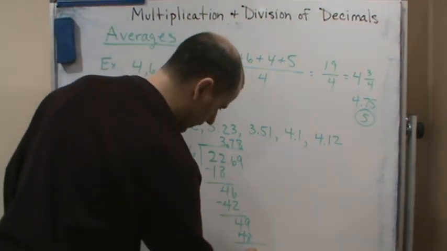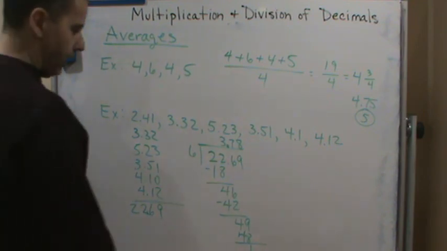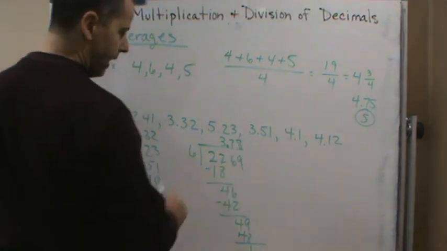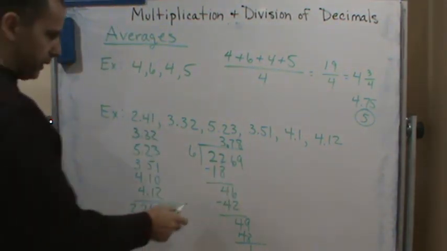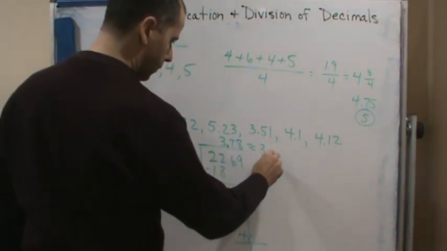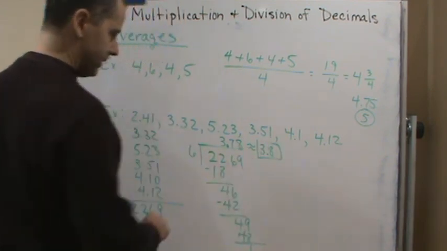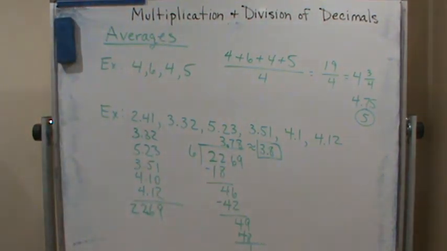And then I get 1. Now at this point I'm done. I don't need to go any farther because I've gone out to the hundredths place. So now I'm going to round to the nearest tenth, which is going to be approximately 3.8 as the average. And that's it.